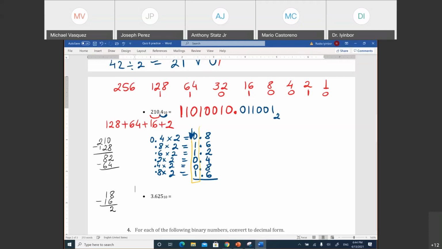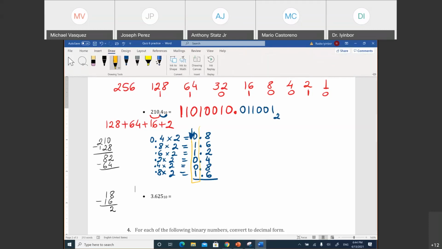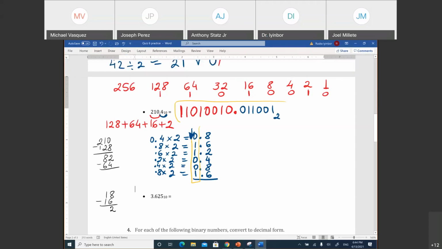Yes, ma'am. For this one, would it be correct if you stopped when it started to repeat, which is at 0.4? Yes, you can stop there. Yes, ma'am. Thank you. Yes, if you want, we can decide how many digits you want after the point. Okay, you can do. I also have a question.